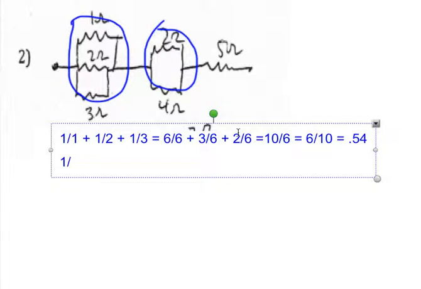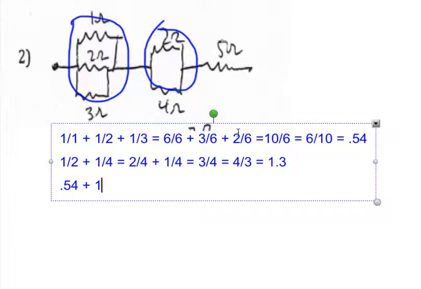And then for the next one, we have 1 over 2 plus 1 over 4, which is equal to 2 over 4 plus 1 over 4, which is equal to 3 over 4. And of course, I flip it over, which is 4 over 3. 4 over 3 is basically equal to 1.333, right? So that's equal to 1.3. And then I can just add everything up, right? So I've got 0.54 plus 1.3 plus 5, because I've got to add this last one over here. And so that's going to give me, what's that going to give me? That's 6.84 ohms, right? Not too bad.